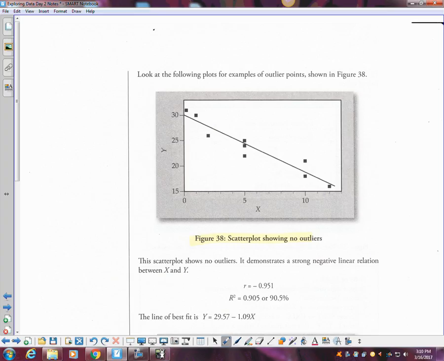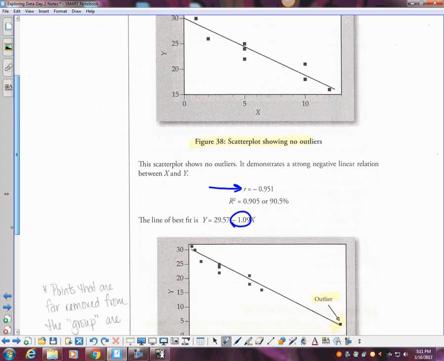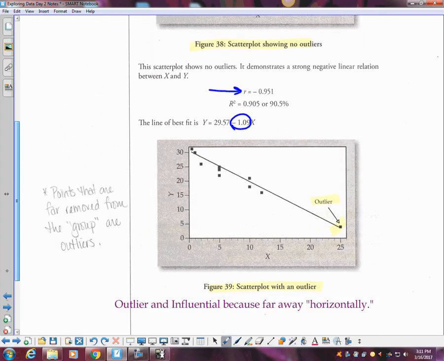Okay, absolutely no outliers whatsoever. Everything is very nicely uniform. Everybody see that your R is negative, and everybody see that your slope is negative. Okay, so that's all business as usual. Everything is good. Now let's look at this guy.